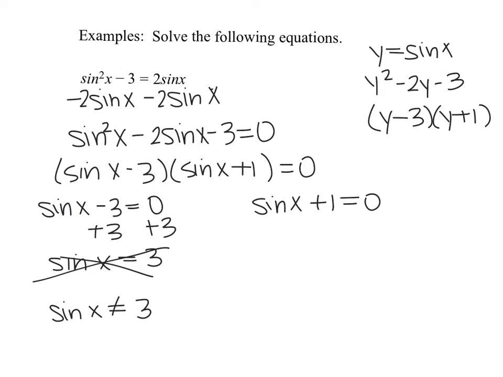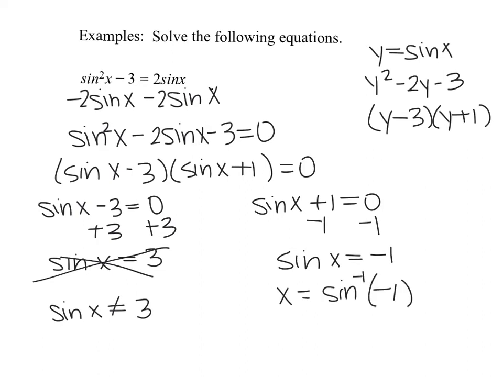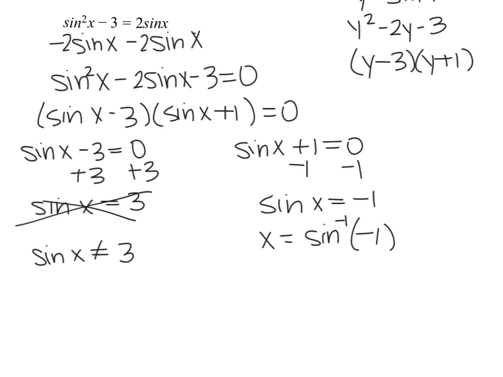My second factor, when I solve that equation, we subtract 1. We get sine of x equals -1. So our solutions are when x equals the sine inverse of -1. Using our unit circle, the only time sine is -1 is at 3 pi over 2. So our solution is when x equals 3 pi over 2 plus 2 pi k.